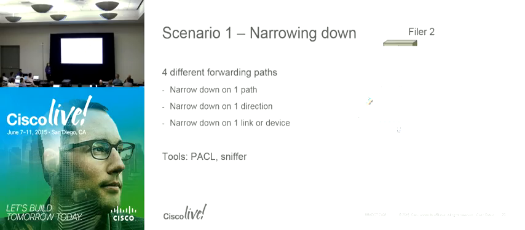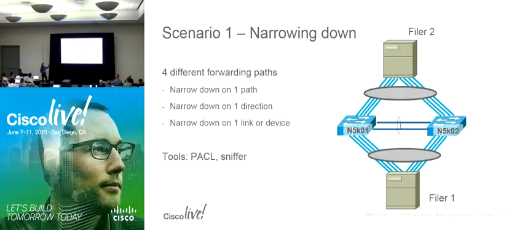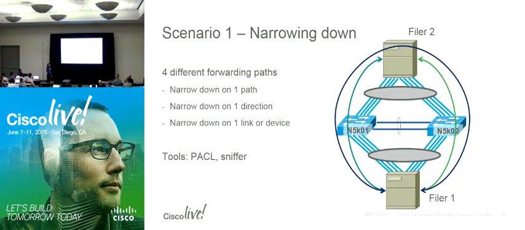So now we start narrowing it down. It's a pretty simple topology, but there are still multiple forwarding paths. There are 4 forwarding paths. Everybody knows which 4 I'm talking about. You go this way, you go that way, and you can go both ways. So that's 4 different forwarding paths. We want to narrow down, in the failure scenario, which forwarding path is actually broken and causing the drop. And also which direction, right? As well as which link. If we can narrow down to a single link or single device, that's golden. That's what we are trying to get.